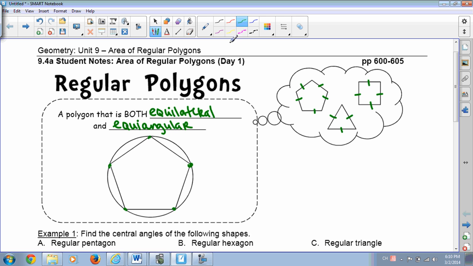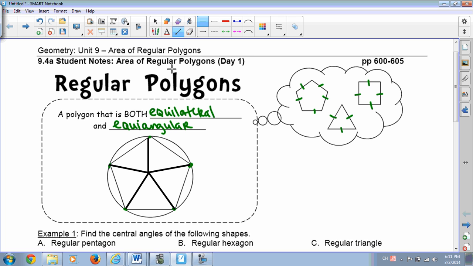There is something called a central angle inside of a polygon. A central angle comes from the center and it connects to each vertex. So that right there, it's not perfect because I'm drawing it, but that right there is the central angle of this pentagon. Okay, so there are 5 central angles within the pentagon. 1, 2, 3, 4, 5.